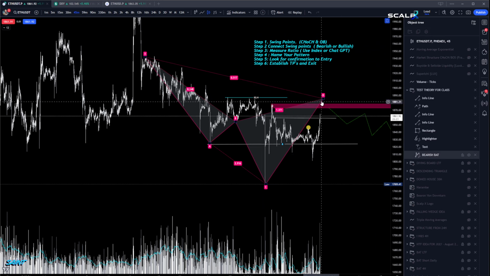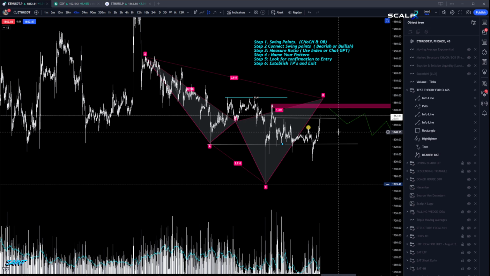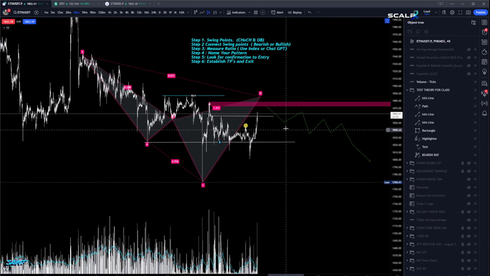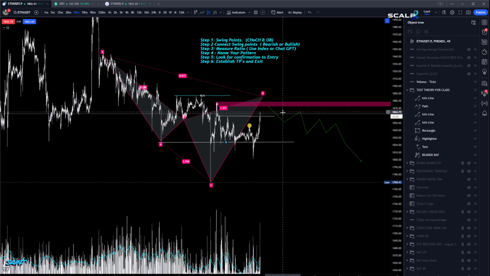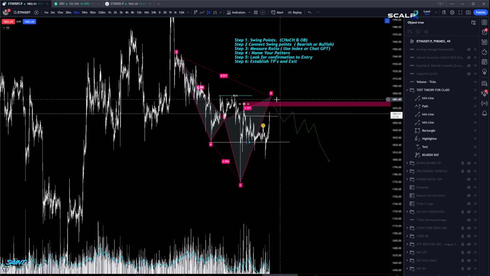Because this would give me a break of structure. I would enter this and then see if I can crack this. If I can crack that, then I might come around here. And if it comes right back up to wave B, I fully exit on my long. I'm taking partials obviously on wave D whenever I hit this on my long. But it can just go the other way.